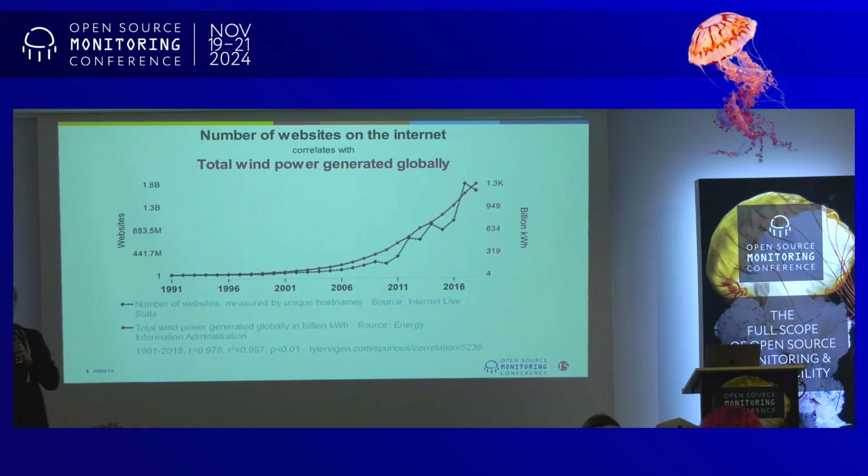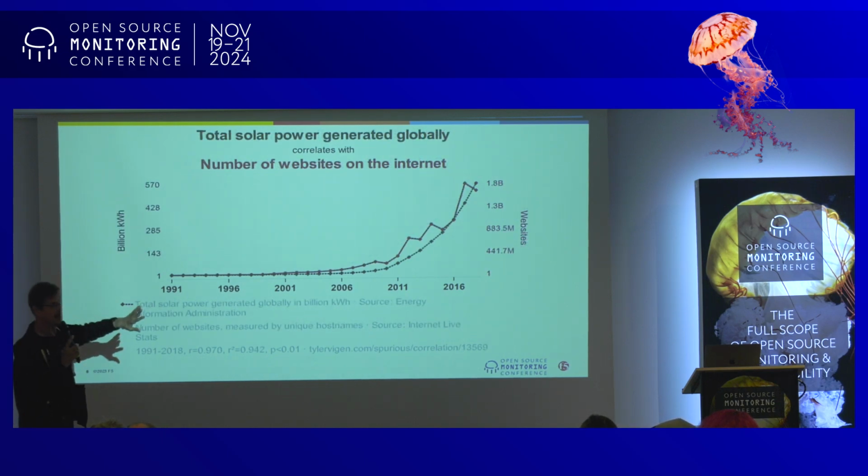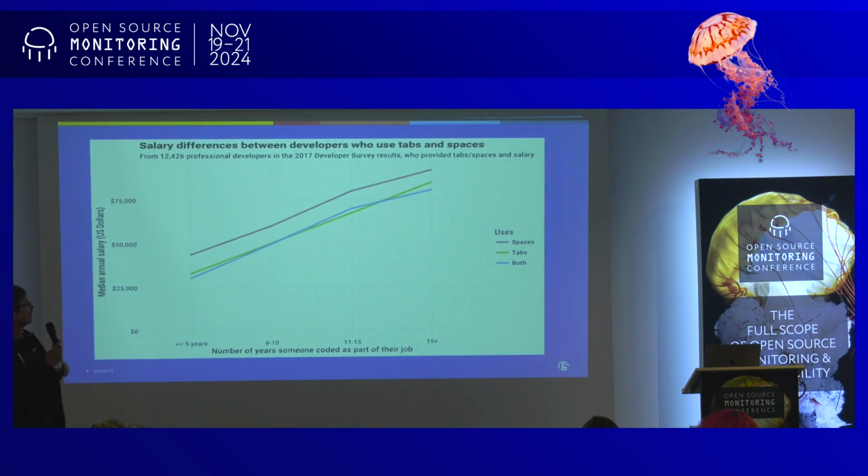So we all work with the internet. Websites on the internet and wind power generated globally has been a fairly standard curve here. You know what causes this? Cat videos. And by the way, just because I decided to check this, this is the same thing with solar power. So yes, cats are definitely responsible for generating power all over the place. Pretty high correlation, pretty high movement base.